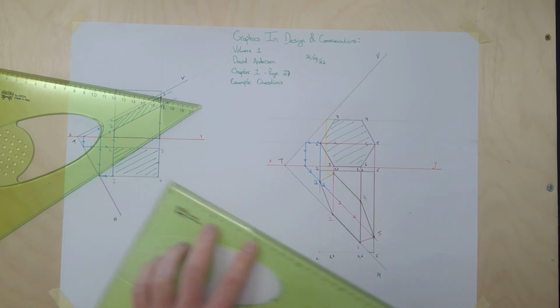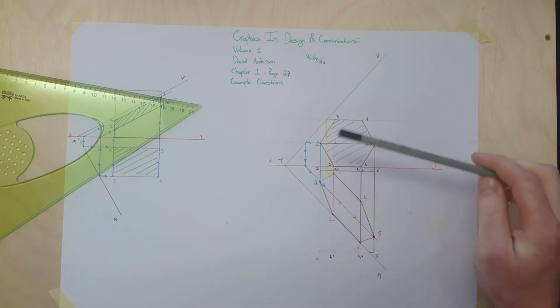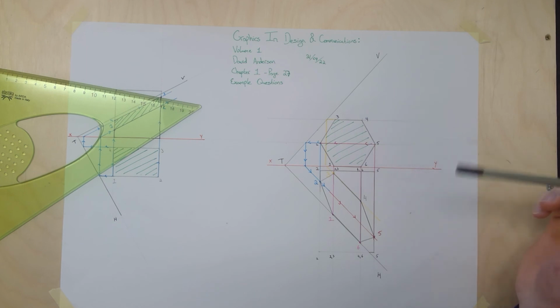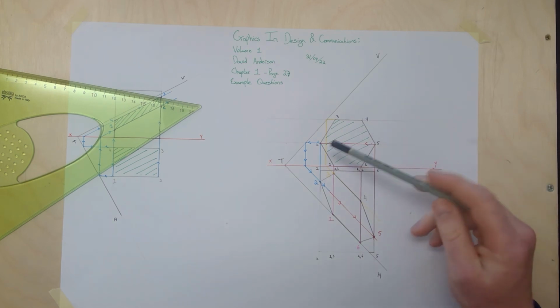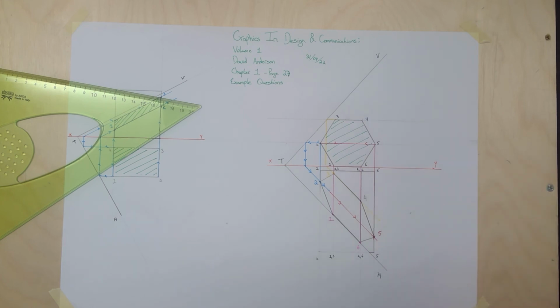Okay? So that now is the shape done. So that's the rectangular prism, and it's cut by the oblique plane, the VT, the HT, the oblique plane. So that's that question answered there.